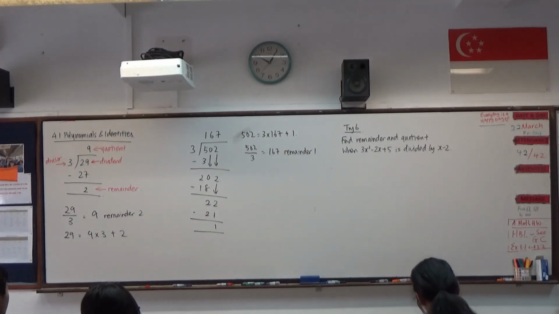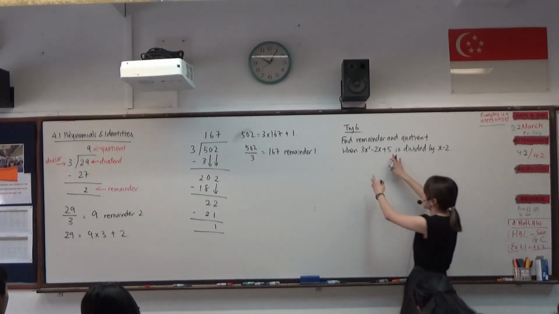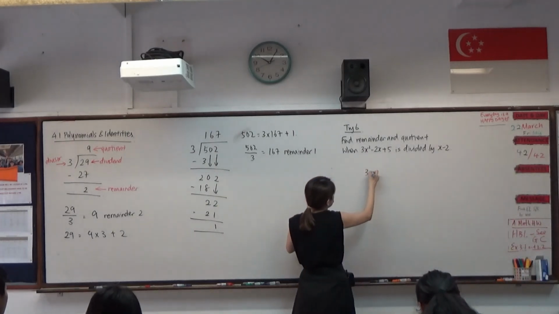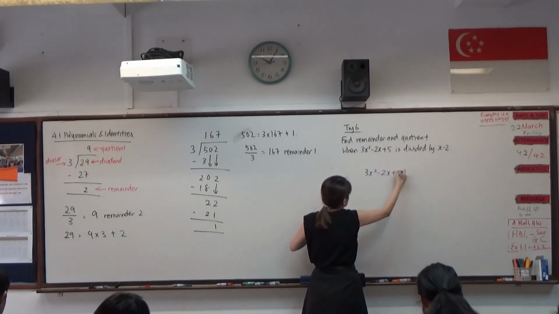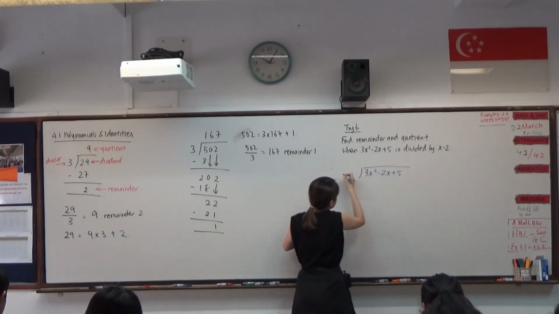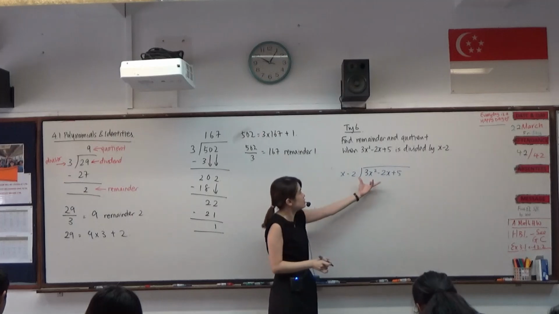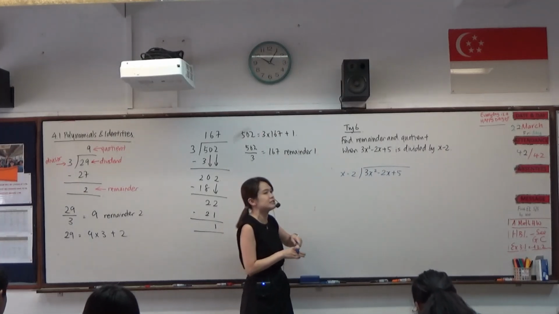Okay, so we are taking this polynomial 3x squared minus 2x plus 5, divided by x minus 2. So 3x squared minus 2x plus 5 is the dividend.